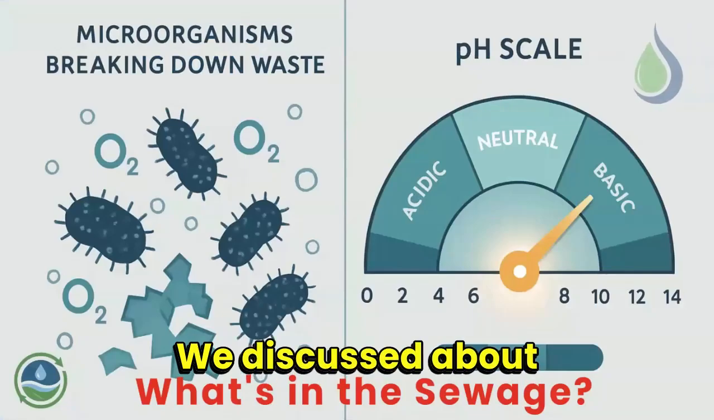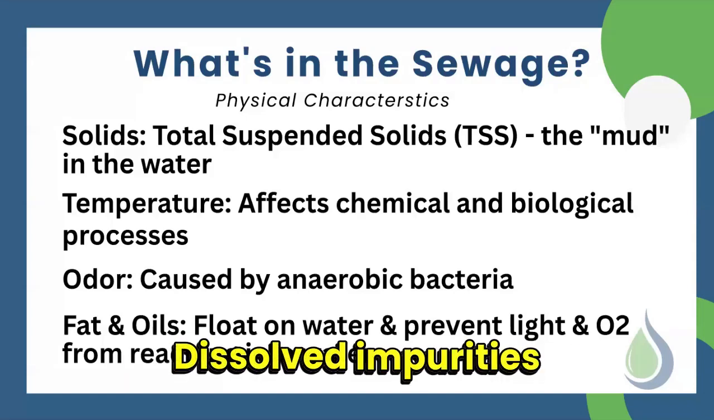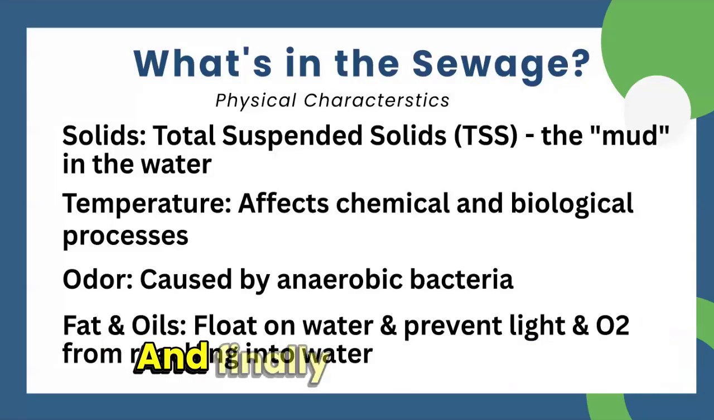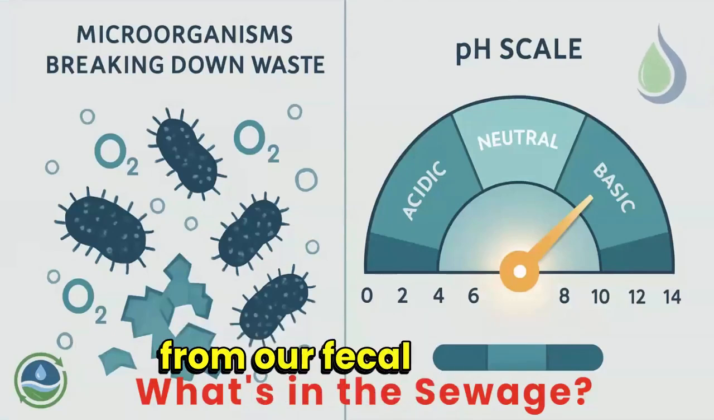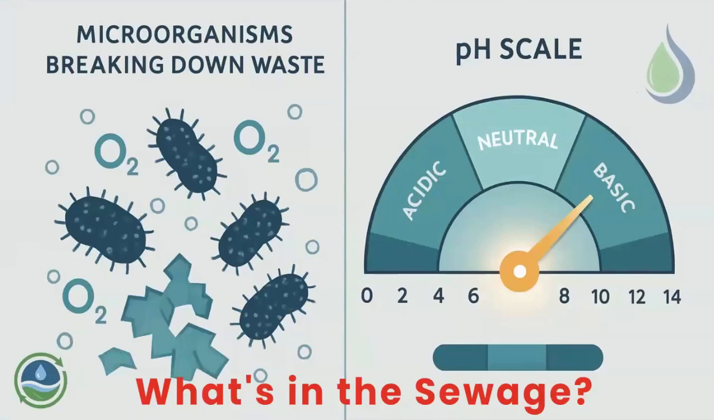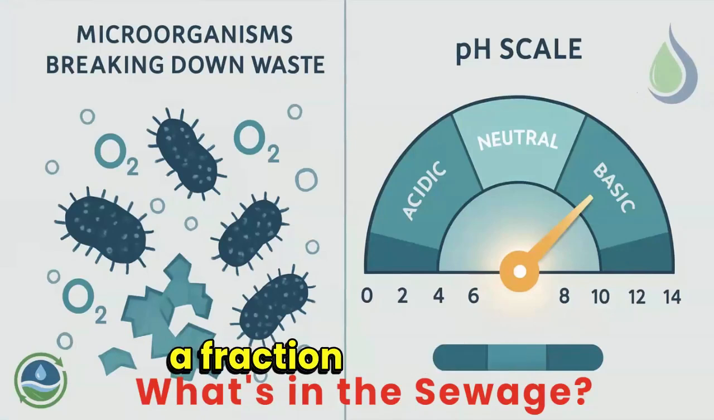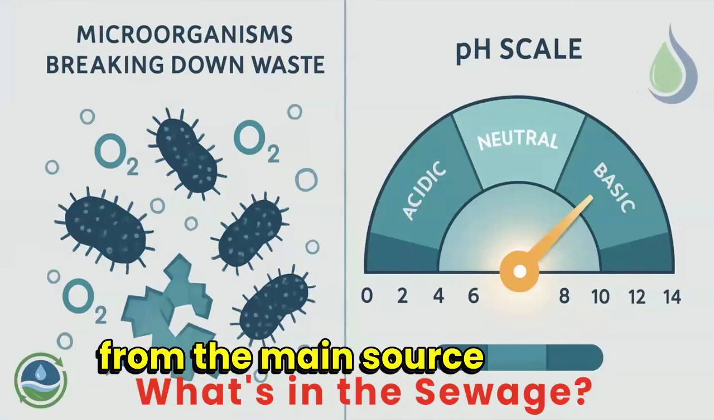We discussed physical impurities, then dissolved impurities. Dissolved impurities are basically coming from our food and the soaps that we are using. And finally, the microbial impurities. Microbial impurities are coming from our fecal matter. Fecal matter means human waste, what we call. This is a fraction of the total wastewater, but it is the main source.